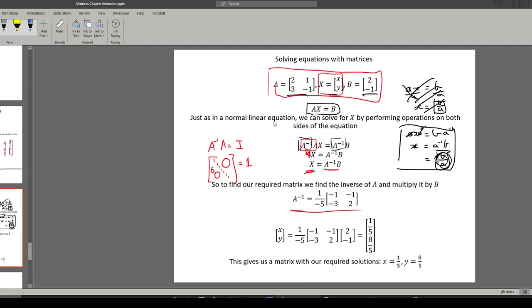Now if we bring that in here and then multiply by B, the inverse of A times B, we multiply all these together, either by hand or by calculator, and we get this solution: 1 on 5 and then 8 on 5, which is our x, which is x and y. That's our x value, that's our y value.